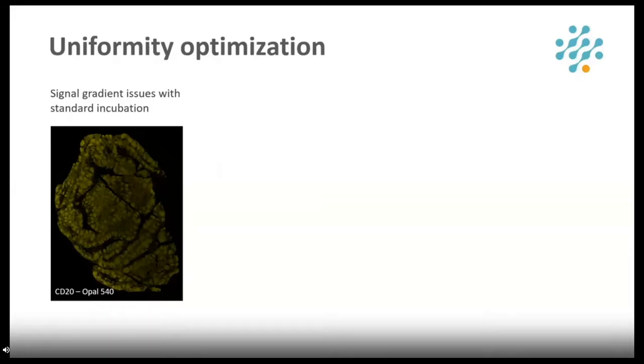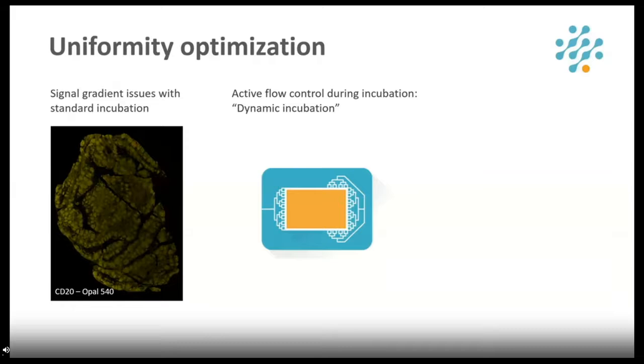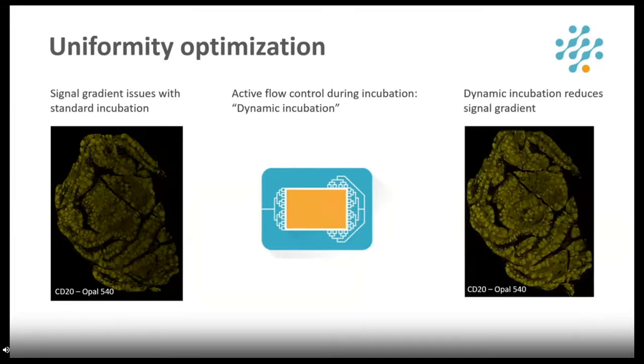When using a standard incubation of the reagent on the tissue, depending on the method that is applied, this can lead to an inhomogeneity in the signal level across your tissue. LabSat allows for an active control of the flow during the incubation. The liquid motion in the chamber can be controlled at any time, ensuring a more uniform distribution of the reagent over the tissue. This method, called dynamic incubation, significantly increased the level of uniformity of stainings done on LabSat.